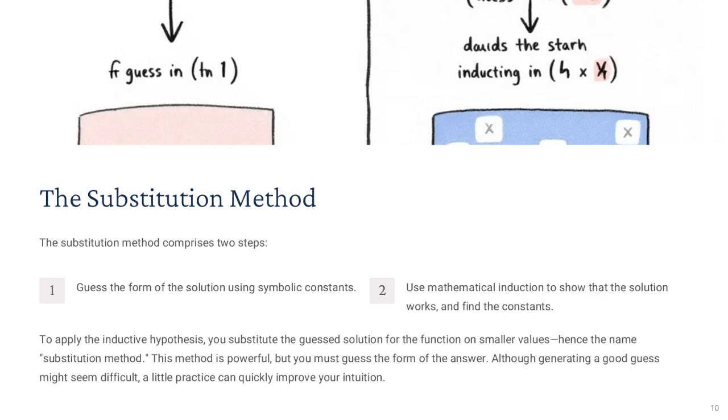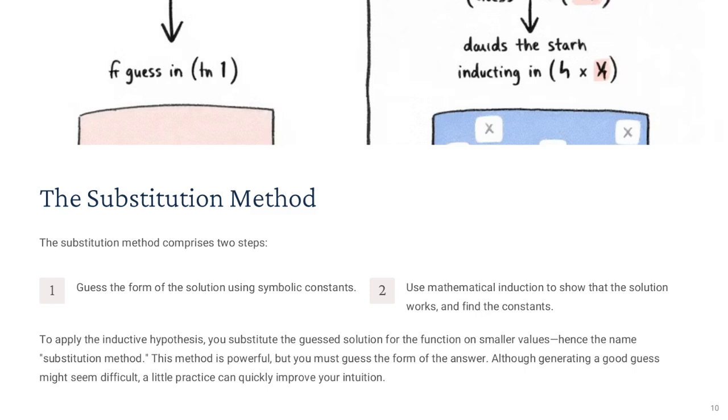The substitution method is a powerful yet straightforward way to solve recurrences. It has two steps. First, guess the form of the solution using symbolic constants, and second, prove the solution correct using mathematical induction. For example, to solve the recurrence T(n) = 2T(n/2) + Θ(n), you might guess T(n) = Θ(n log n). Substituting this guess into the recurrence and proving it with induction confirms its validity.